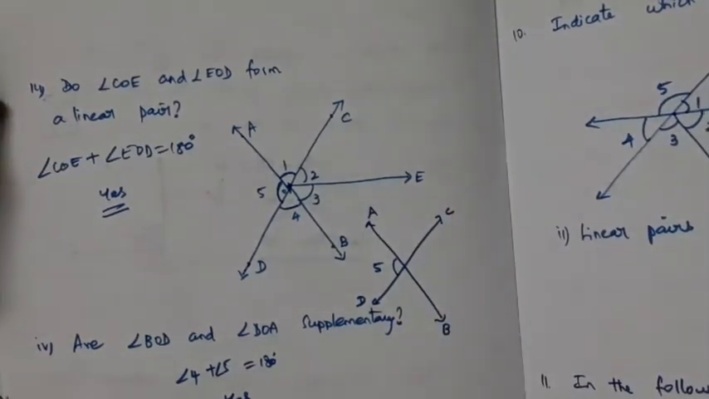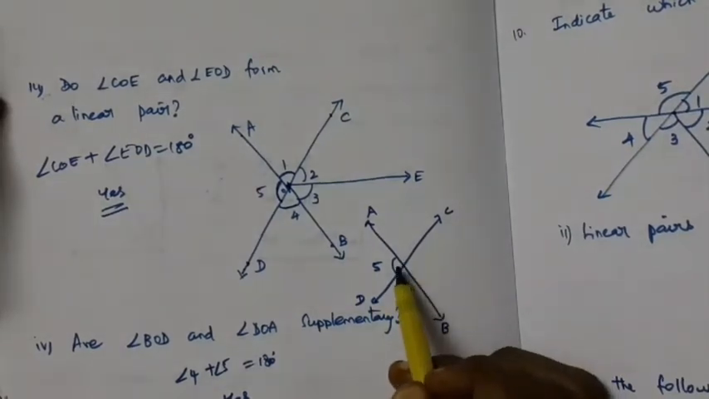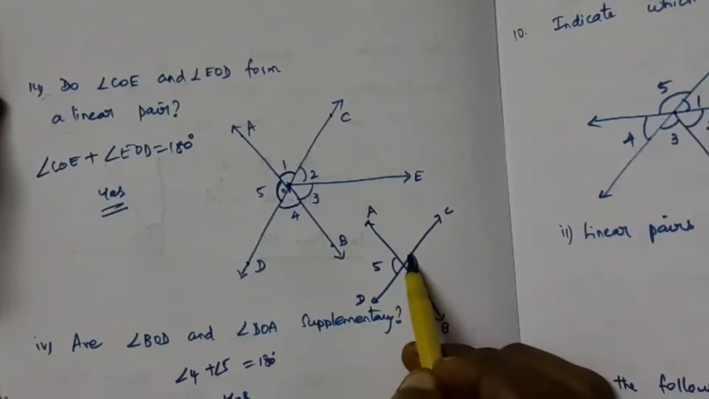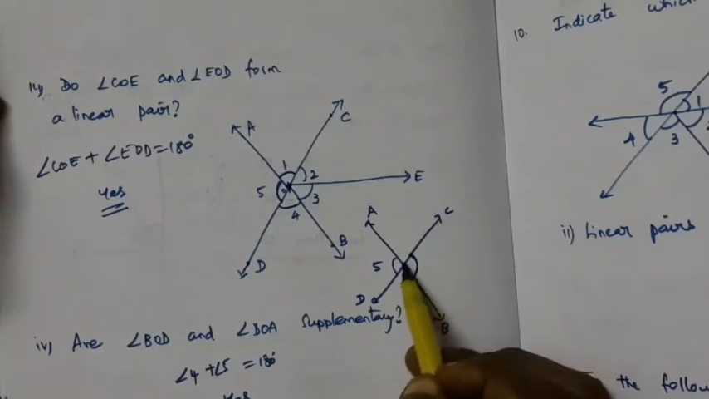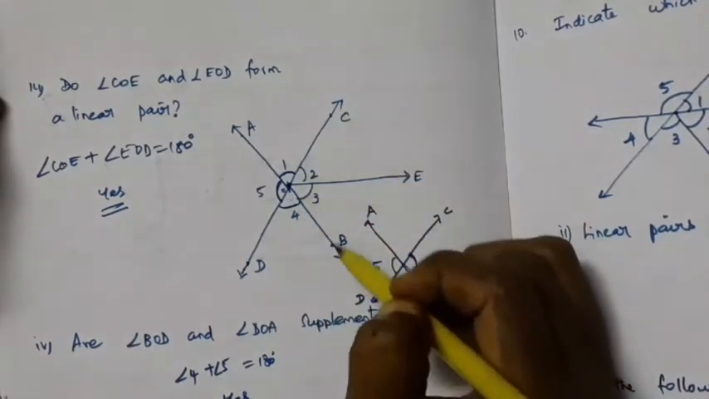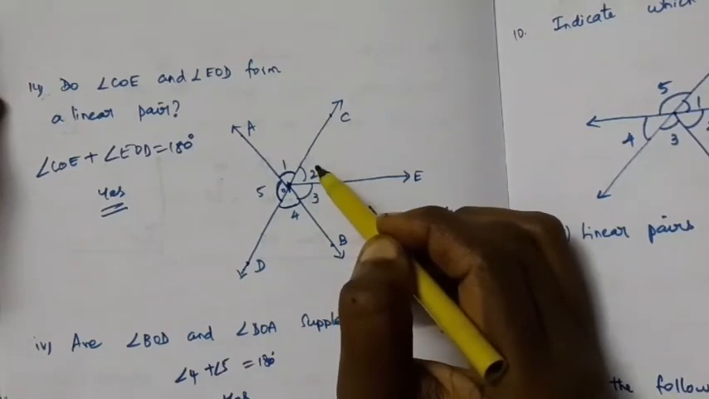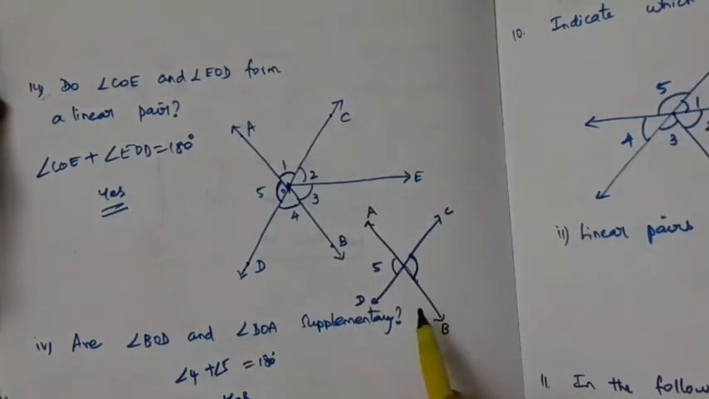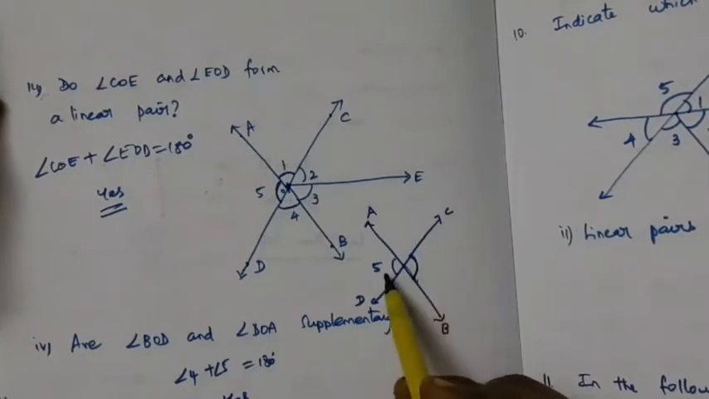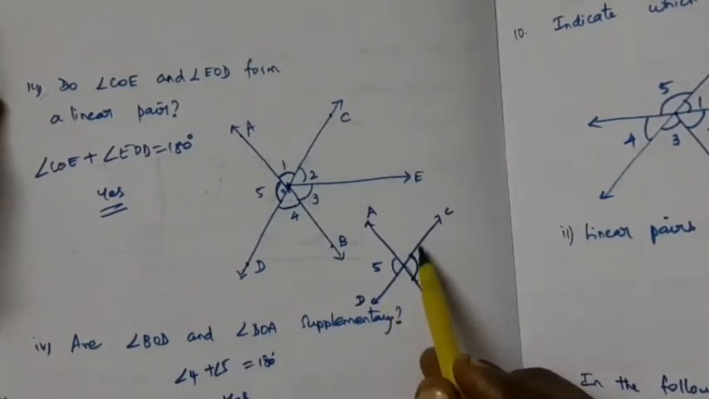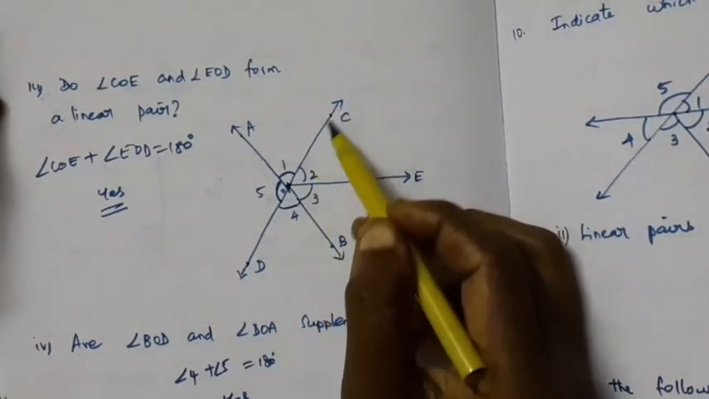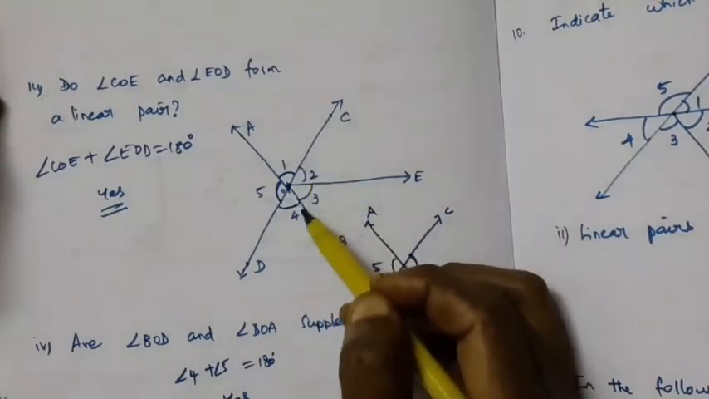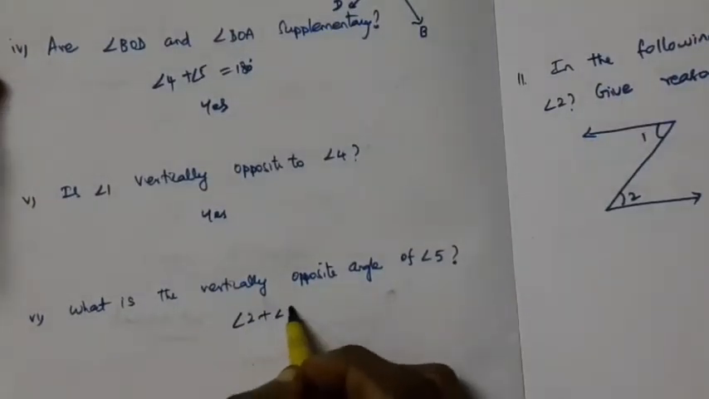What is vertically opposite? I am not drawing E now. The vertically opposite angle of 5 is the total angle from here to here, between this line and this line, from C to B. This total angle, so you have to add angle 2 plus angle 3. You can easily see from this figure. The opposite angle of 5 is whatever the angle between line C and line B. So line C is here, line B is here. So you have to add angle 2 plus angle 3. Angle 2 plus angle 3.